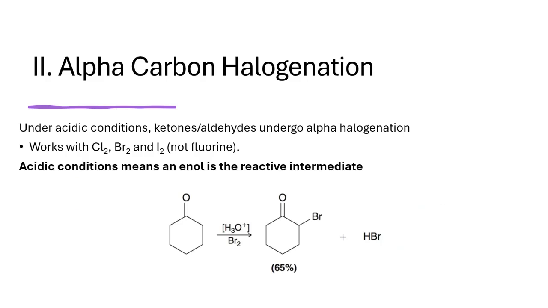Two. Alpha carbon halogenation. Under acidic conditions, ketones or aldehydes undergo alpha halogenation. This will work well with chlorine, bromine, and iodine, but not fluorine. Acidic conditions means an enol is the reactive intermediate. Mechanism.